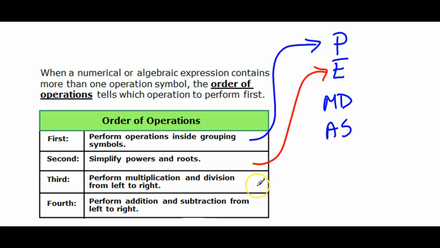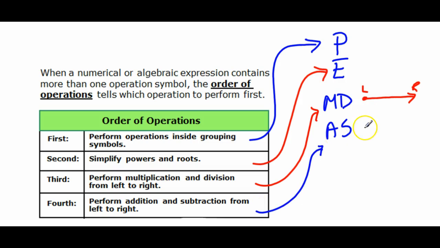The third thing you're going to do is multiplication and division as they come from left to right. Okay, so you start on the left-hand side of your equation and read through to the right-hand side of your equation, doing your multiplication and division as you see them. And then the last thing you're going to do is your addition and subtraction, again, starting at the left-hand side and going to the right-hand side.